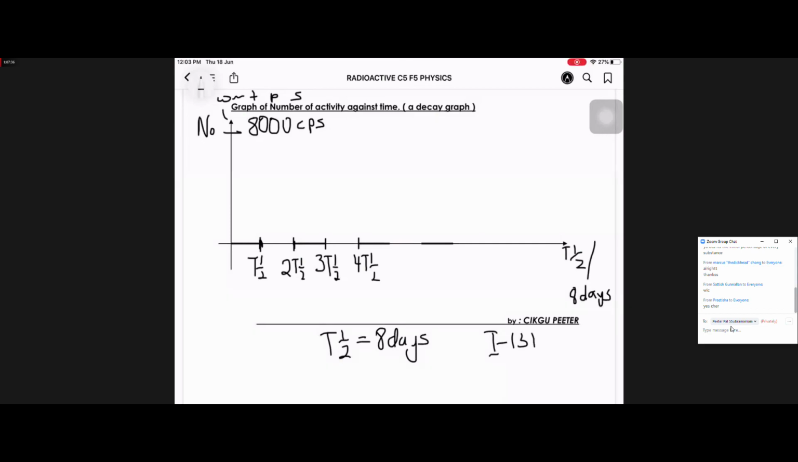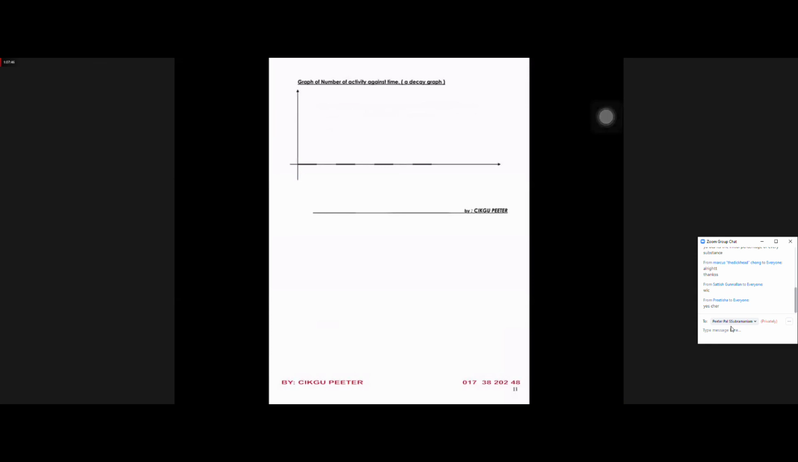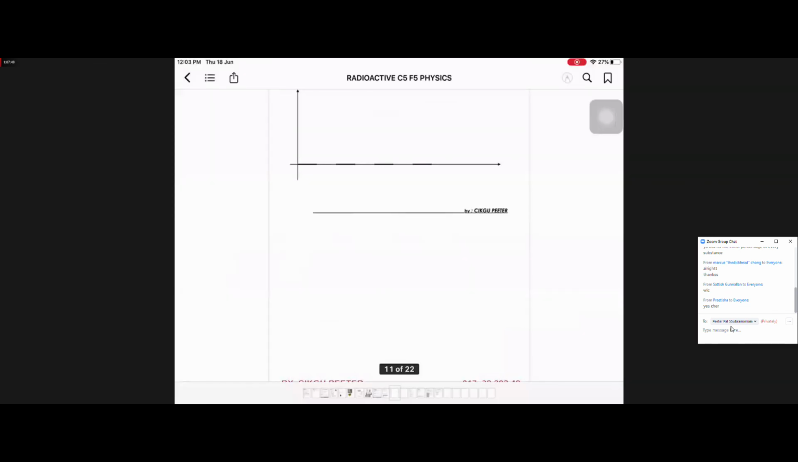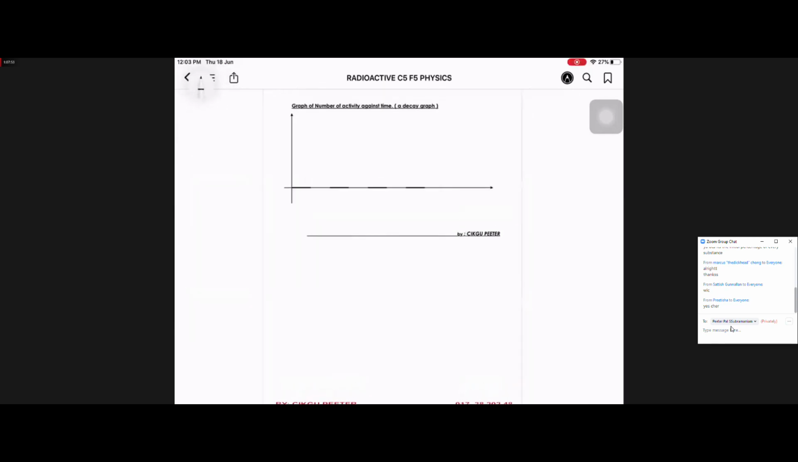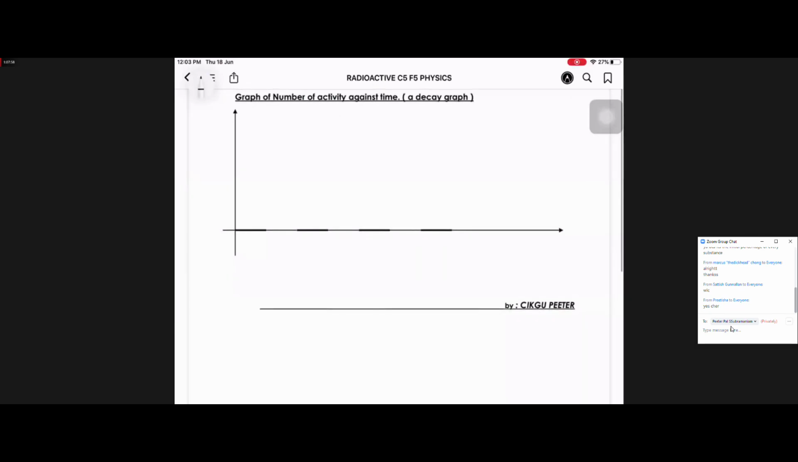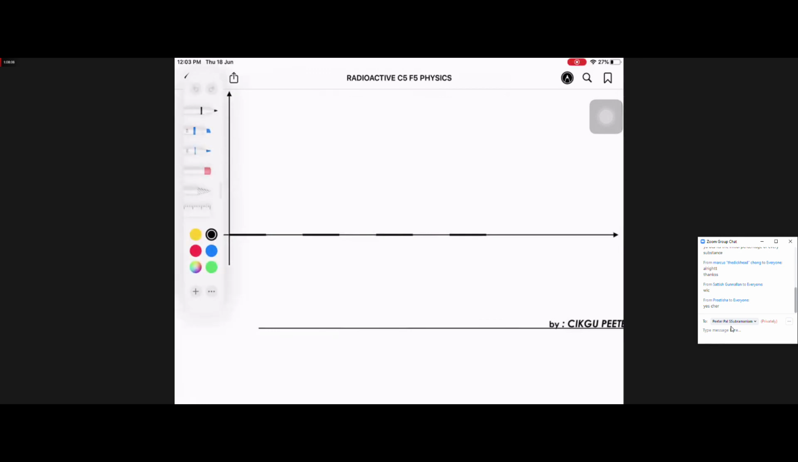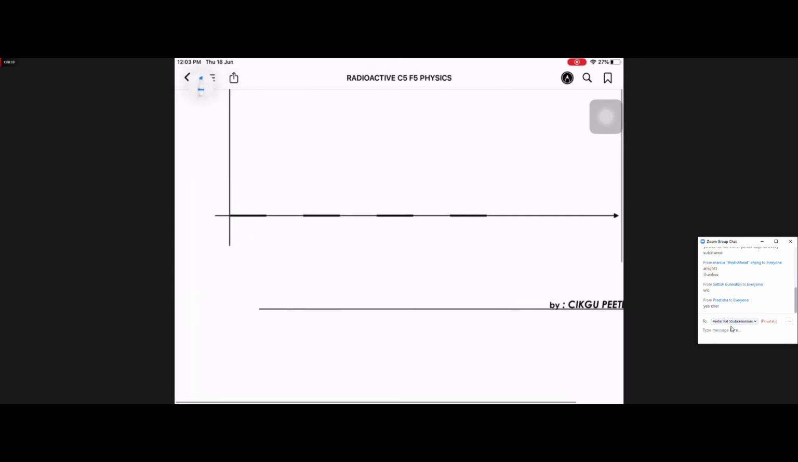So what we can do here is just take away all these, then we can tell this as 8 days, as I put 8 days, right? What happened? Come on. It's not stable.